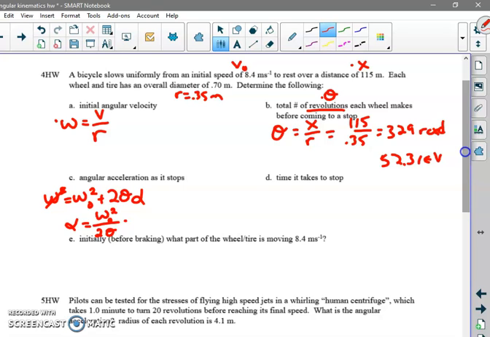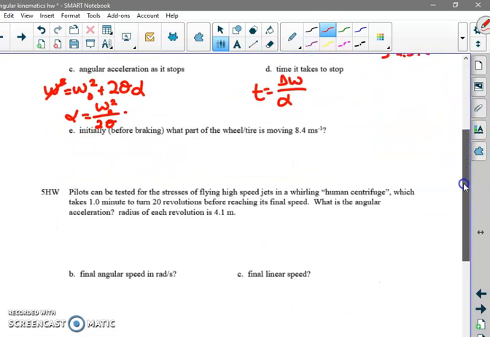Now we can look for the time. The time now should be pretty trivial. You can use time is equal to your change in angular velocity over alpha. You could relate it to the initial and final one. I'll let you work that one out.